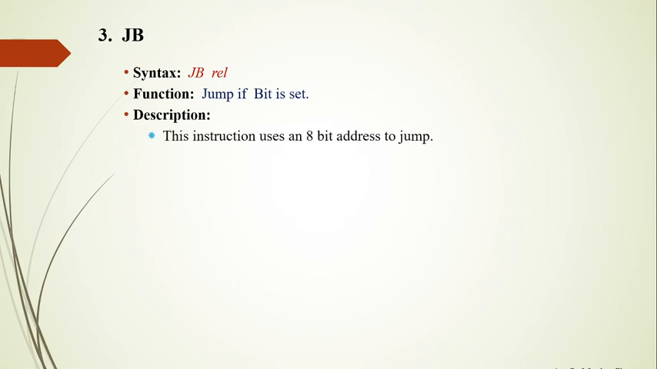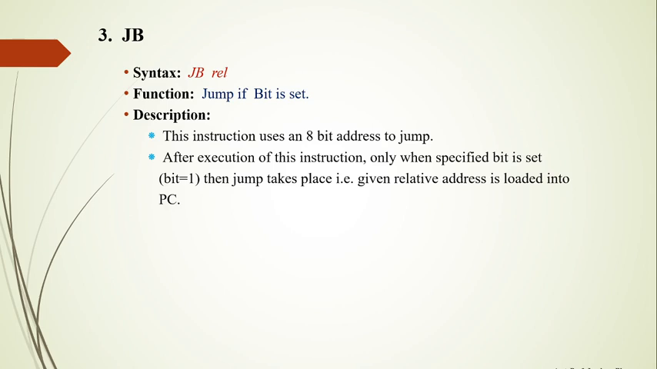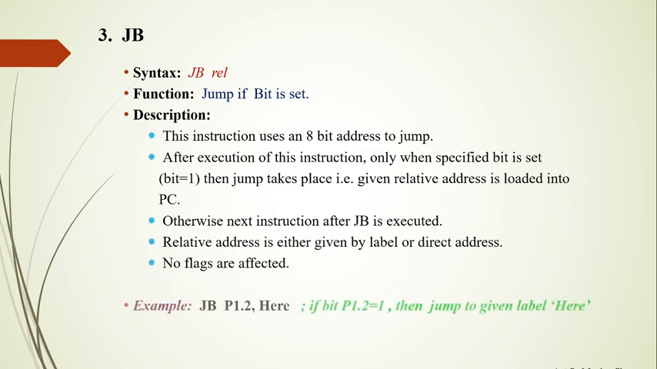JB, jump if bit, to the relative address. So jump if bit is set. This instruction uses an 8-bit address to jump. After execution of this instruction, only when the specified bit is set, that is bit 1, the jump takes place to the relative address. Otherwise, the next instruction after JB is executed and no flags are affected.